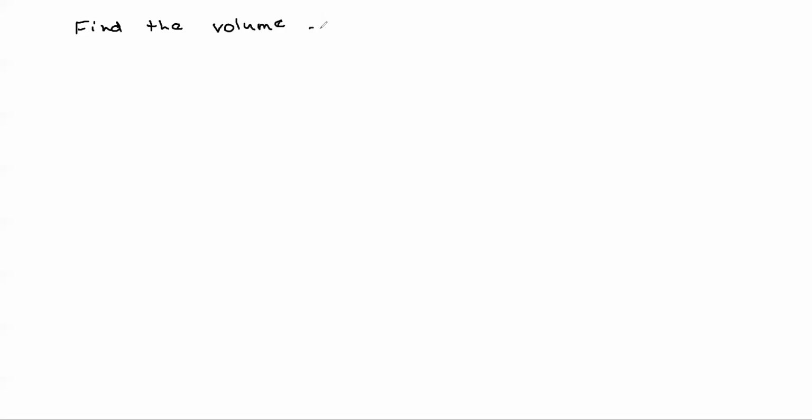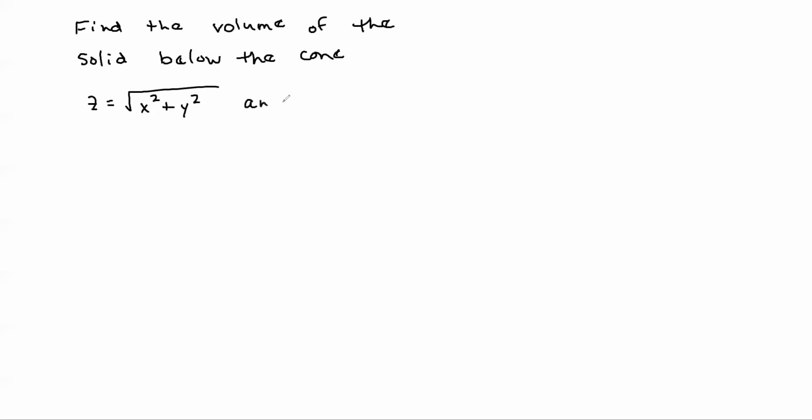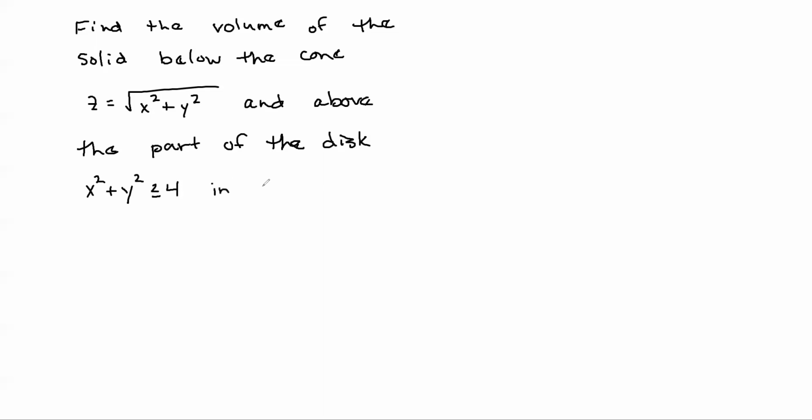So find the volume of the solid below the cone z equals the square root of x squared plus y squared, and above the part of the disk x squared plus y squared is less than or equal to 4 in the first quadrant.